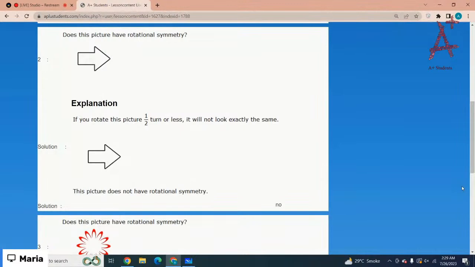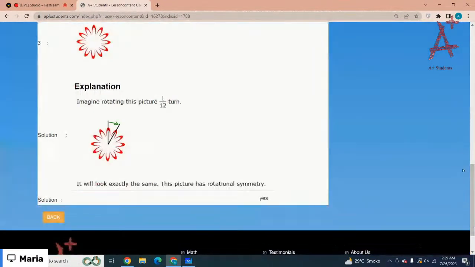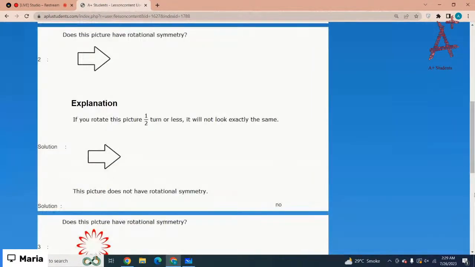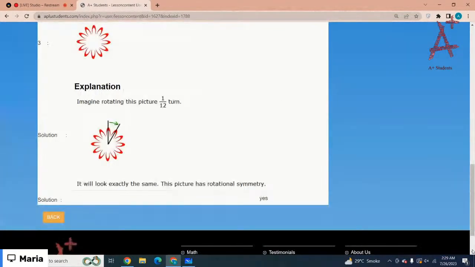Okay, the next one is, does the picture have rotational symmetry? Yes. If you rotate the image by half, the image looks exactly the same. So that means yes, it has rotational symmetry. So the correct option is yes. Let's start with the practice questions.